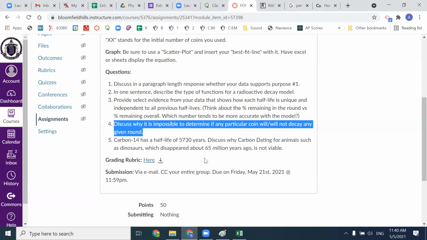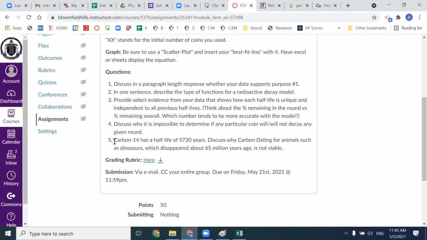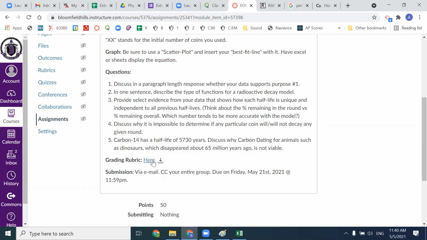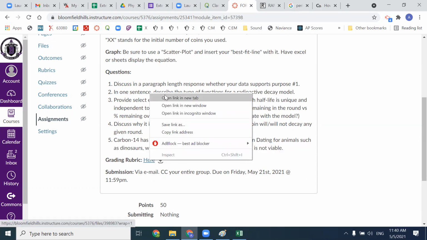Number 4, it's a discussion. Is it possible to determine for any specific coin when it will or will not decay? The answer is actually no, it's not. So you need to discuss why you cannot make that prediction. And number 5 is just a question somewhat related to the lab, but kind of hitting onto the smaller sample sizes. Carbon-14's half-life is given, dinosaurs 65 million years ago. Why is carbon-14 not viable?